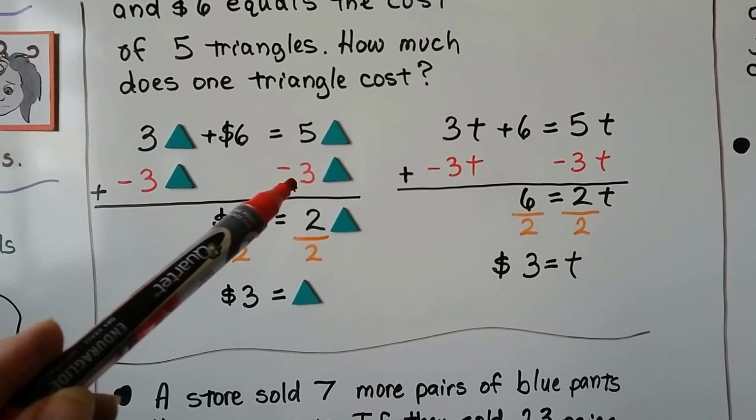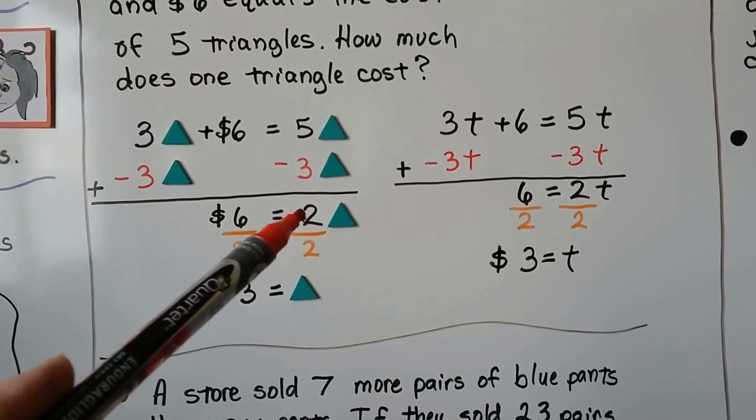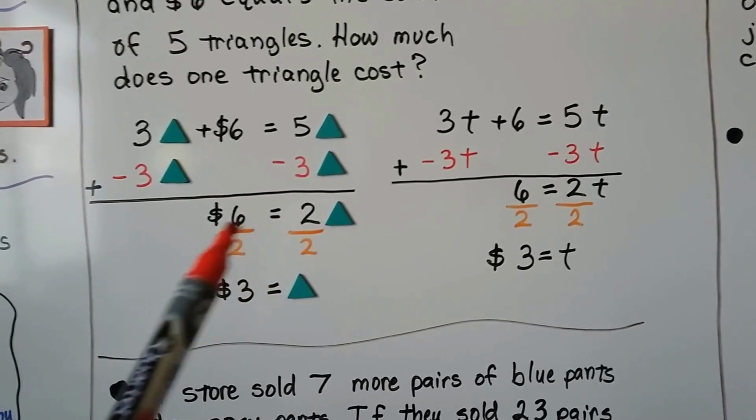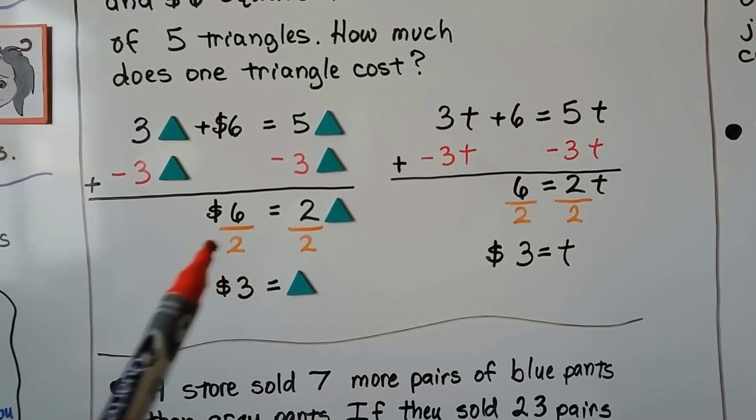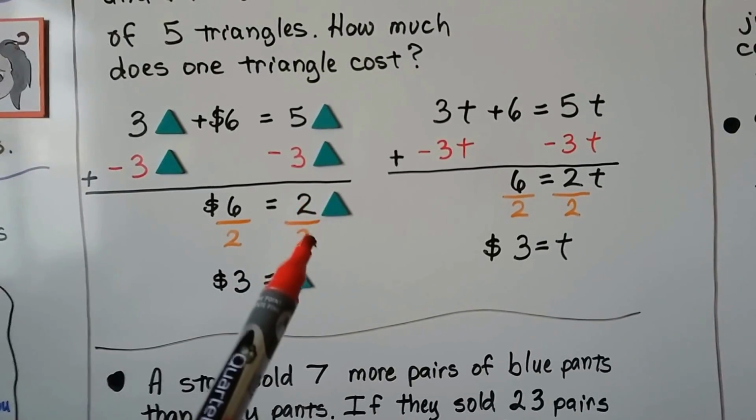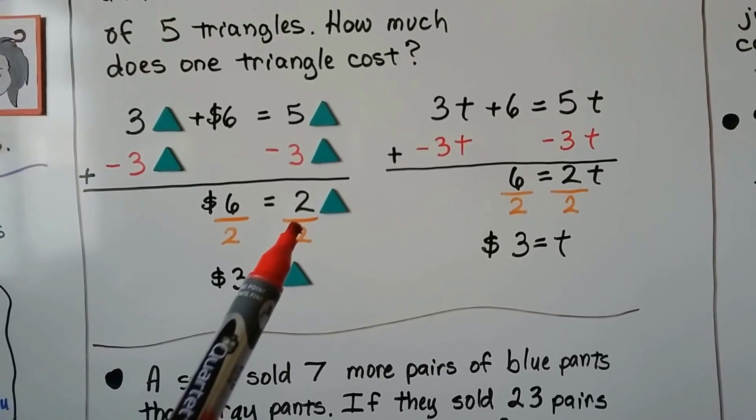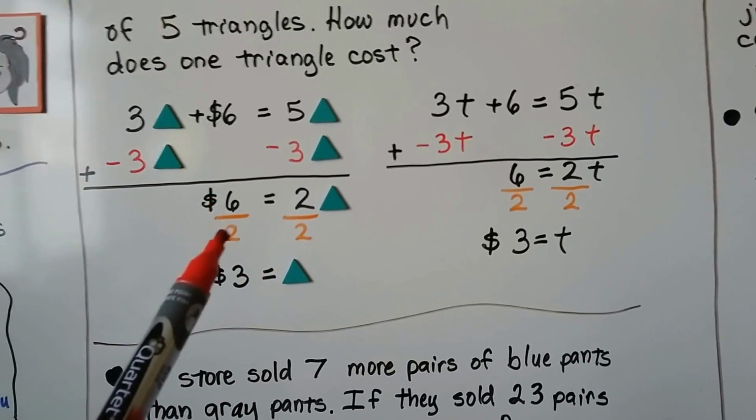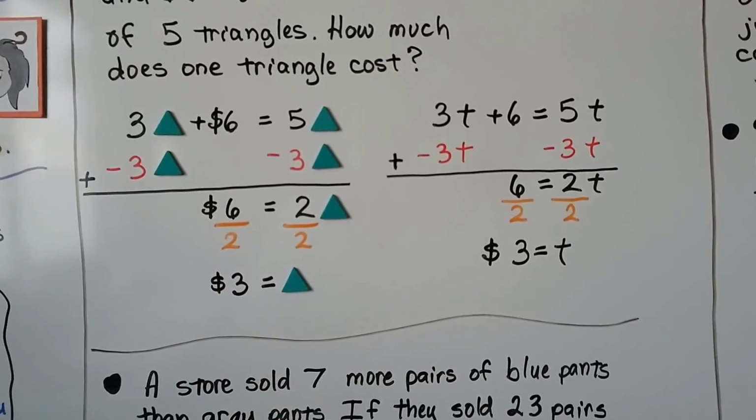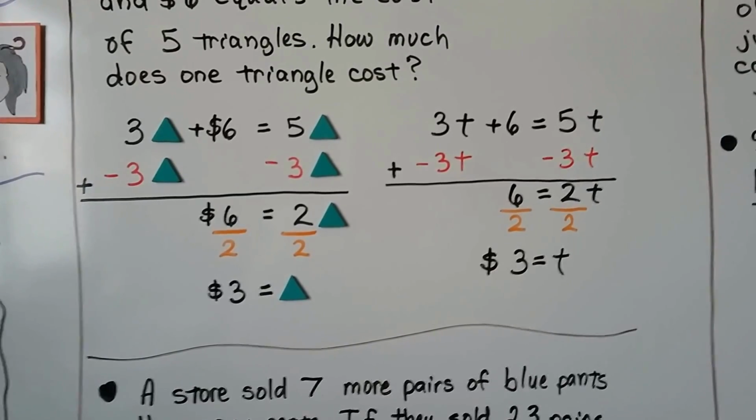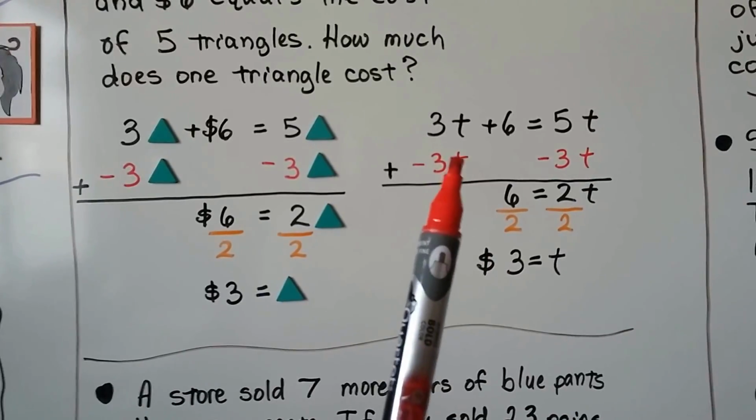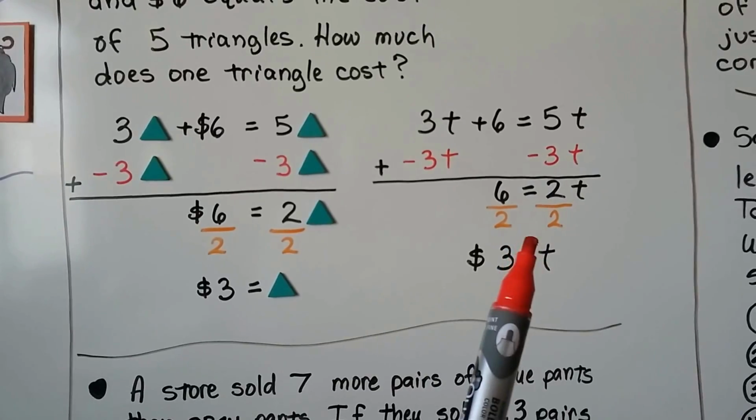Because we took 3 triangles away from this side, we end up with 2 triangles. Now we divide both sides of the equal sign by this 2 coefficient. 2 divided by 2 is 1, so we have 1 triangle, and 6 divided by 2 is 3, so we know each triangle is $3. Same thing as if we did it with a t or an x as our variable.